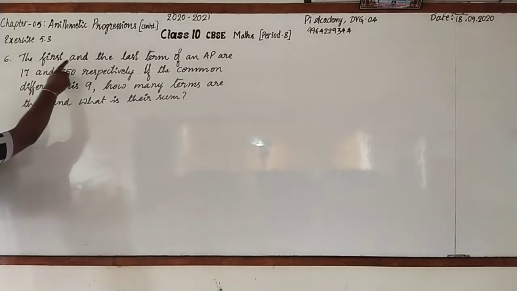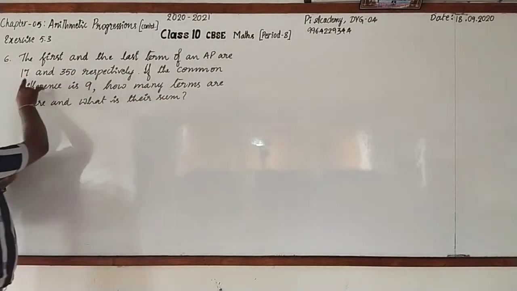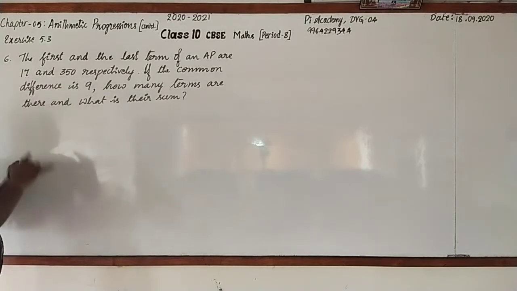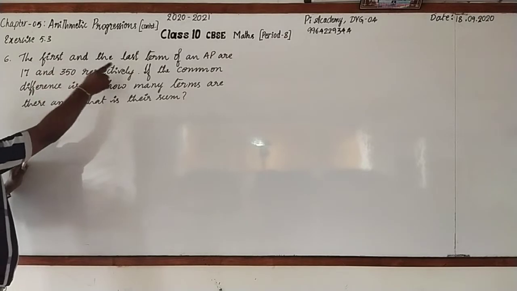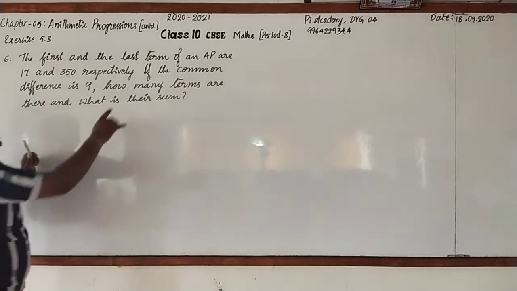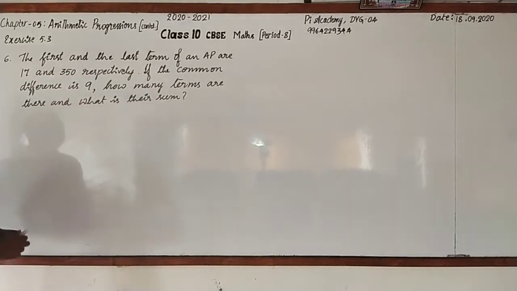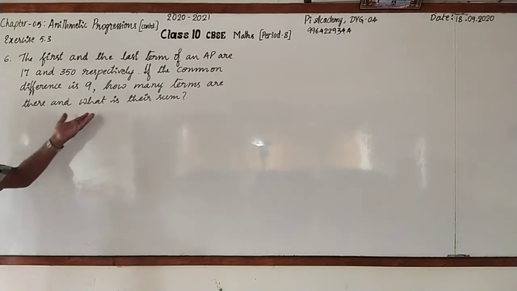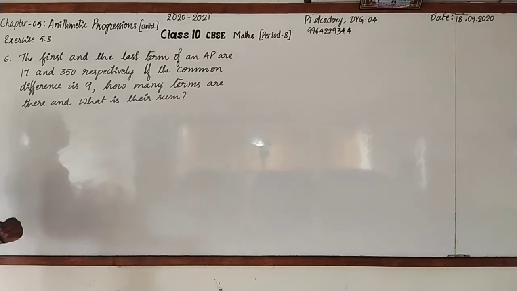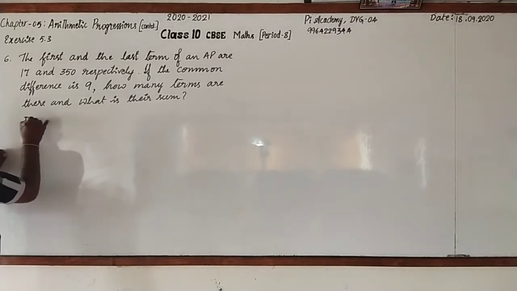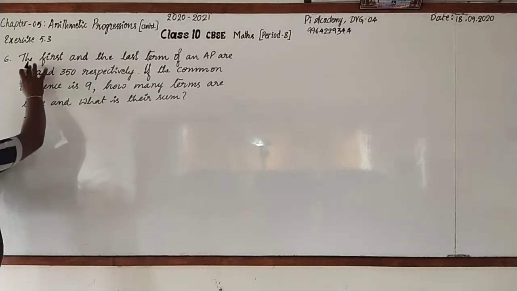The first and the last term of an AP are 17 and 350 respectively. Means first term is 17 and the last term is 350. If the common difference is 9, how many terms are there and what is their sum? Is it not simple? Definitely. Yes, start writing with me.